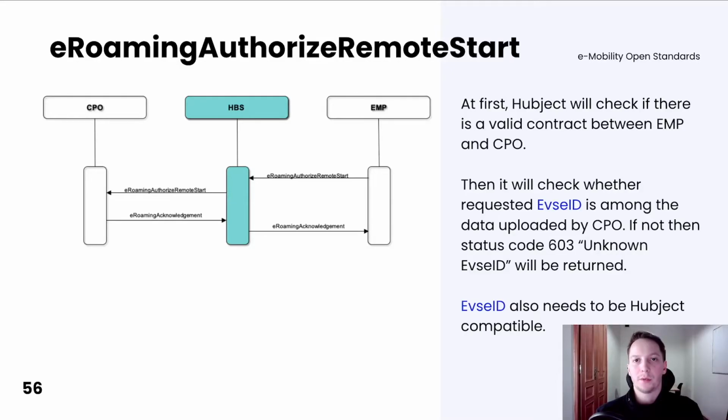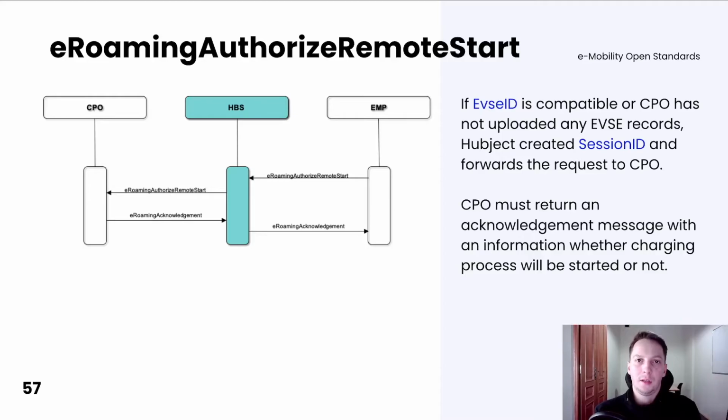Logic for authorized remote start is a little bit different than for authorized start. At first, Hubject will check if there is a valid contract between CPO and EMP, based on provided ev-cpo ID. Then it will check if ev-cpo ID is among the data uploaded by CPO. If that's not true, then the status code 603 on a known ev-cpo ID will be returned. Also, ev-cpo with given ID should be Hubject compatible. Otherwise, status code 604 will be returned.